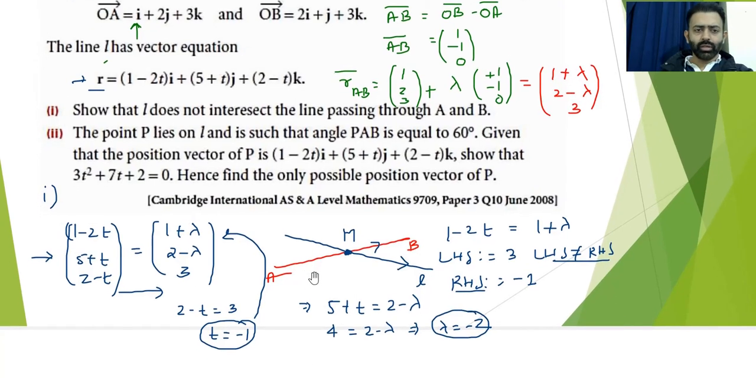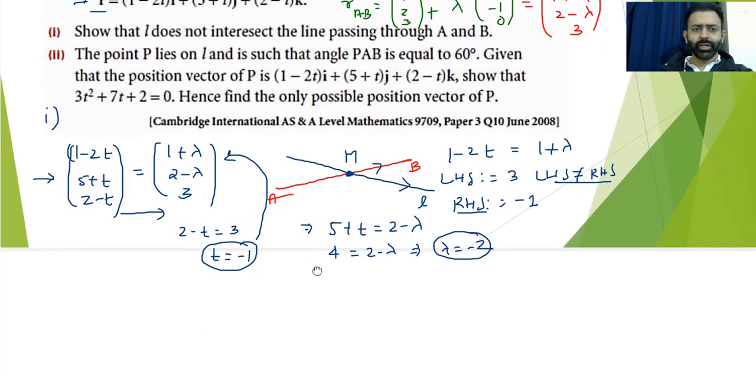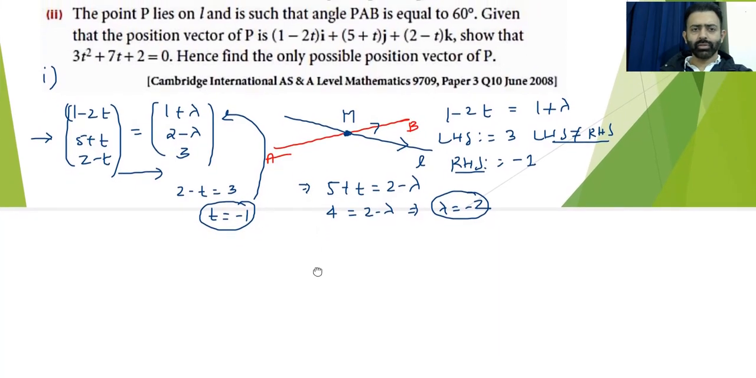Now, the second part says that the point P lies on straight line L and is such that angle PAB is equal to 60 degrees, right? So let us again draw this straight line AB. This is your AB, and there is a point P which is lying on the line L. Let us suppose this is your straight line L.